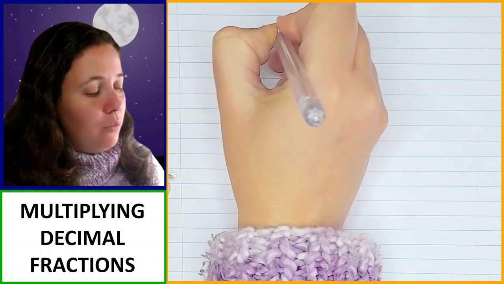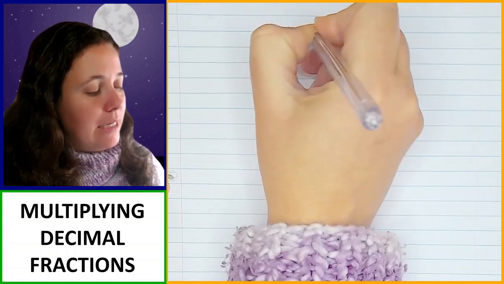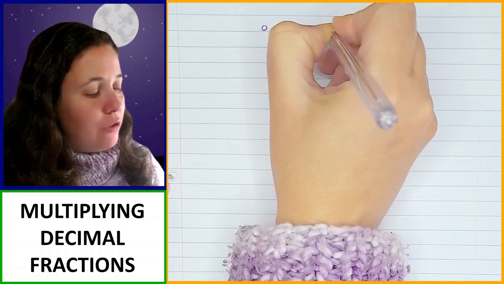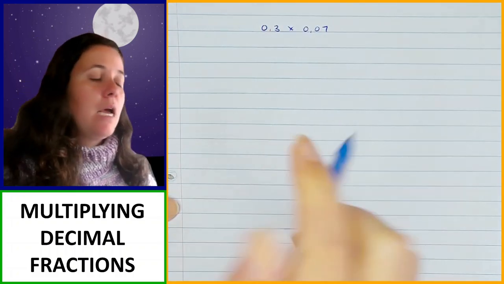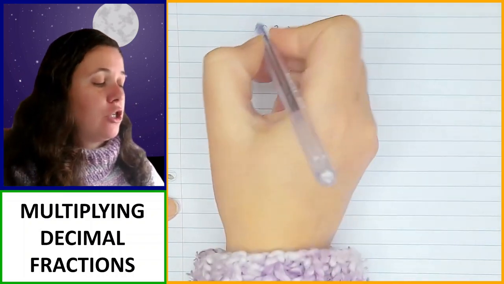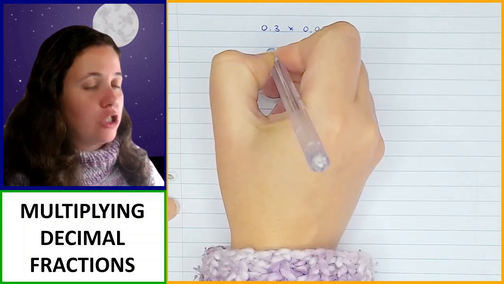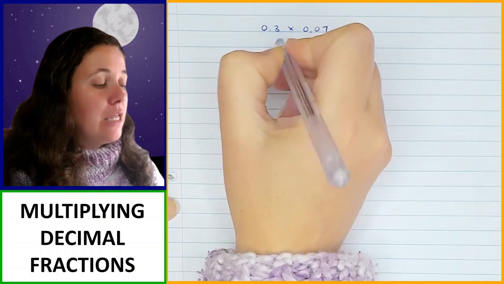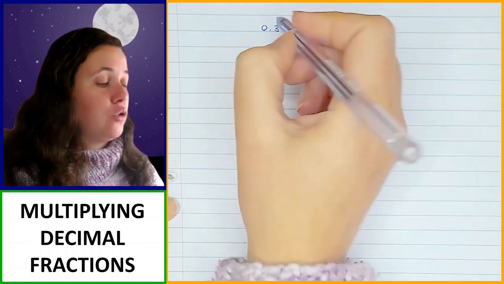If I give you 0.3 multiplied by 0.07, okay? Now, we have already learned how to multiply common fractions. So if we convert these to common fractions and work it out using that, then that'll help us to learn how to do this with decimal fractions.